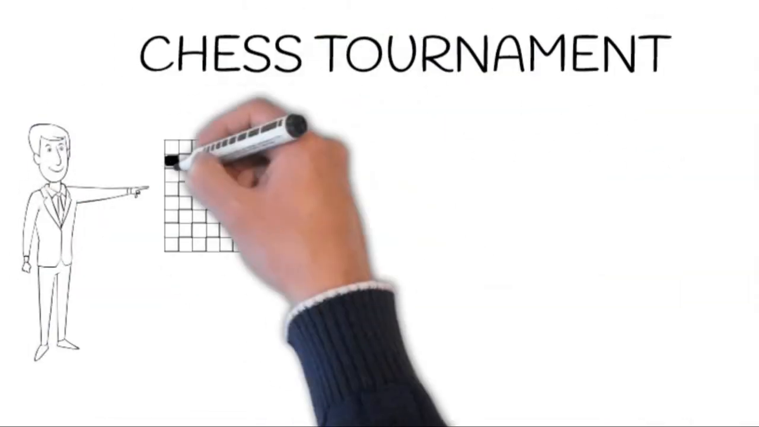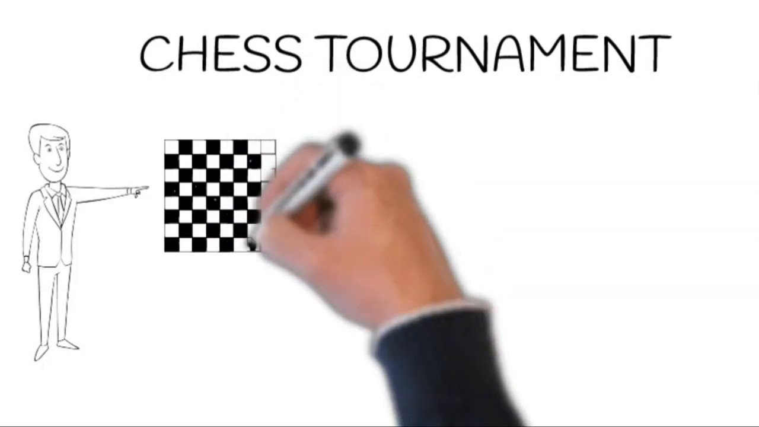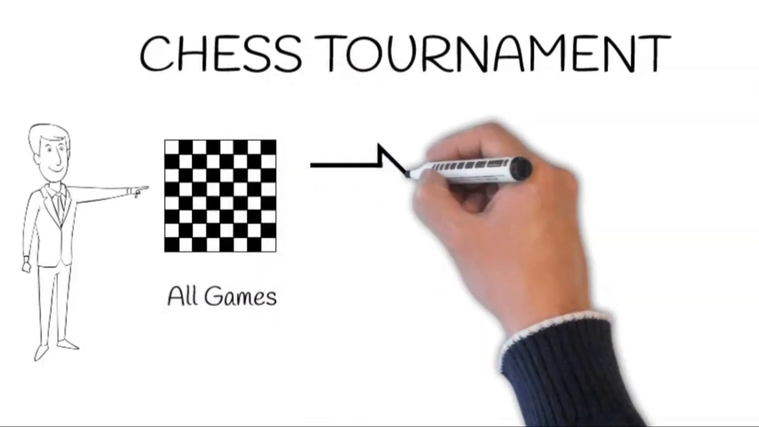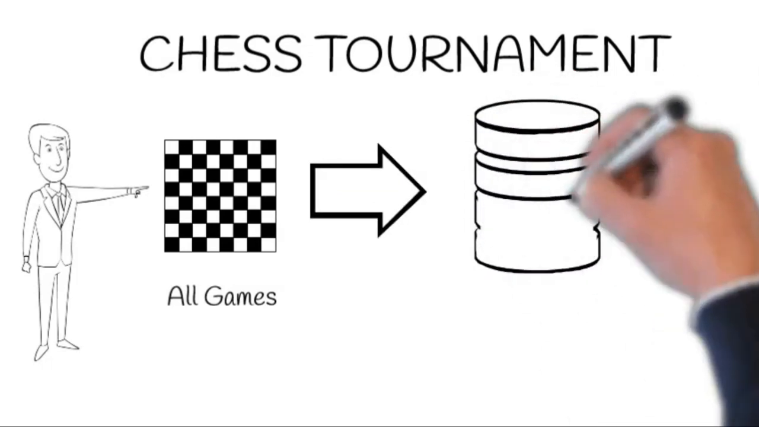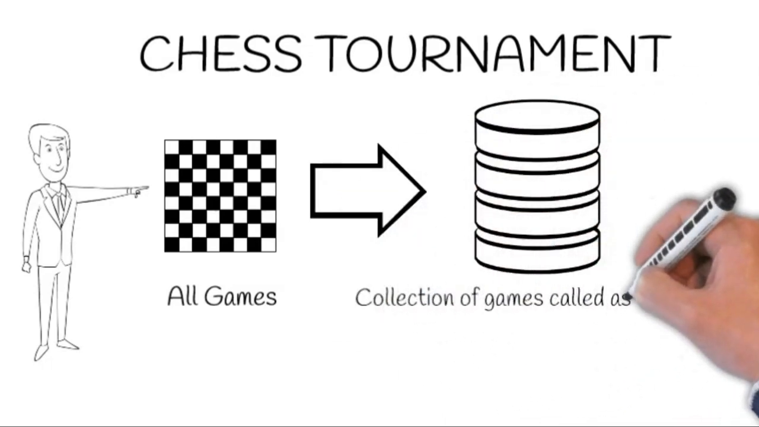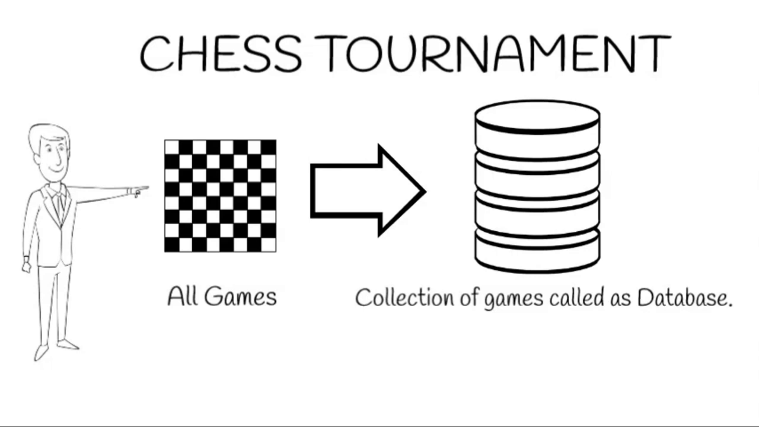So the first question, what is a chess database? We have a lot of tournaments going on in the entire world in different corners, and from each tournament the games are collected into one single file called a database. So in simple words, a database is just a collection of games from the best tournaments happening all over the world.